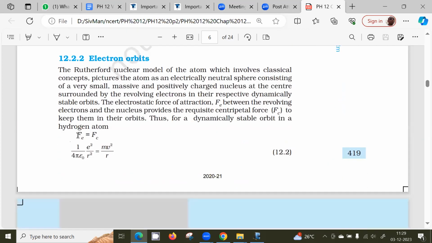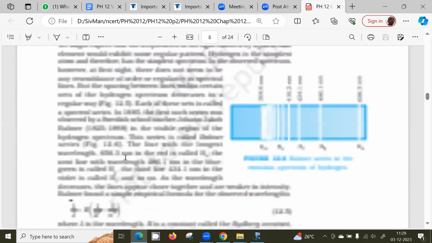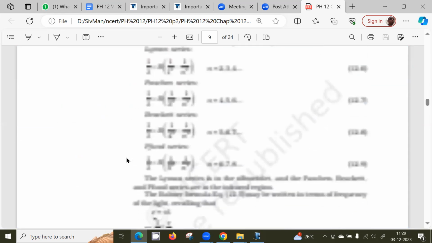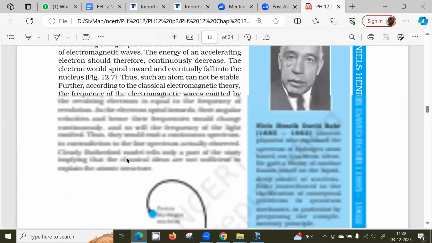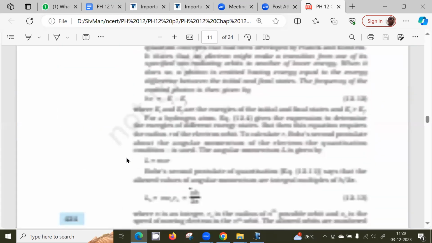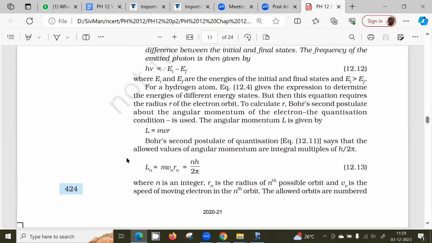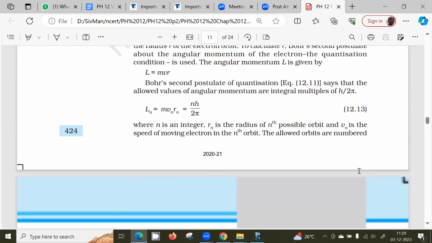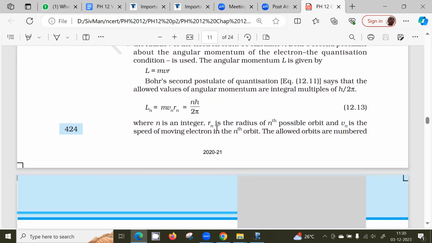The Coulomb force is equal to mass times acceleration. 1 by 4 pi epsilon, this is the Coulomb force between the electron and the single proton, because we are dealing with the hydrogen atom. That's the simplest to deal with. That's equal to mass into centripetal acceleration, v square by r. So this is one equation, 12.2. And the second equation is Bohr's quantization postulate, 12.13.